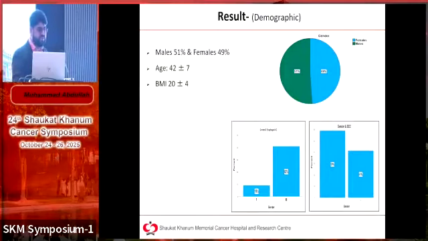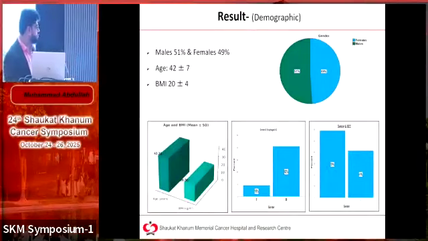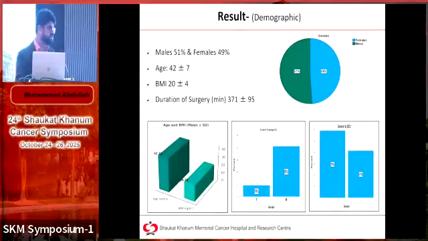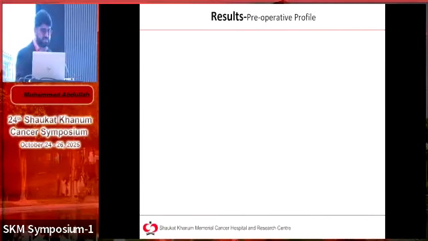Looking at age, ours is 42 plus or minus 7, and BMI is 20 plus or minus 4. The BMI is low because patients with esophageal cancer have poor intake, which is why there is variation in body mass index. This is the graphical display of our age and BMI. Regarding duration of surgery, we calculated the median, which is about 360 minutes for our study.